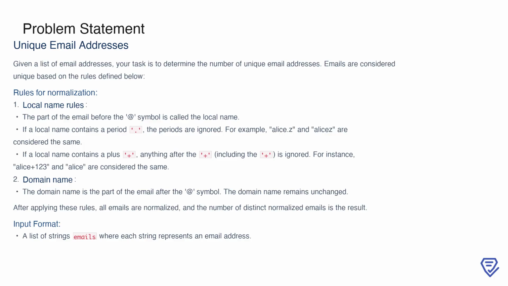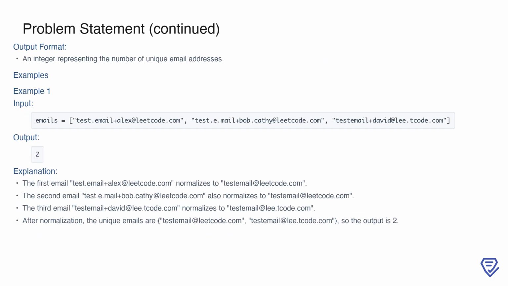The domain name, however, remains unchanged. By applying these rules, we can normalize each email and count how many distinct normalized emails exist in the list. The output of the problem is a single integer, representing the count of unique email addresses after normalization. Let's look at an example to understand the process.